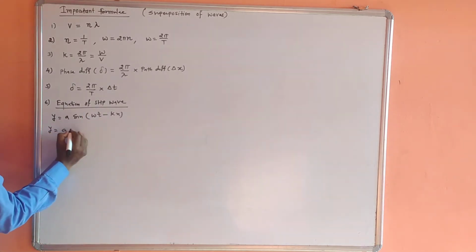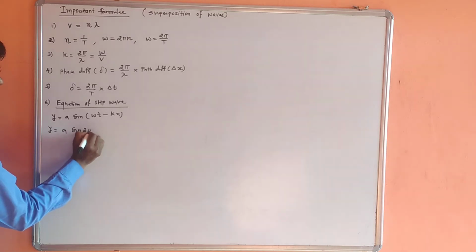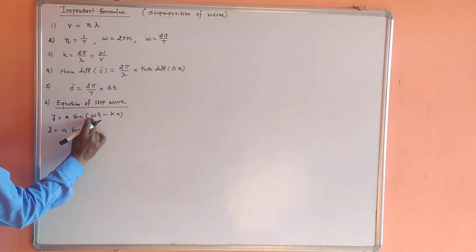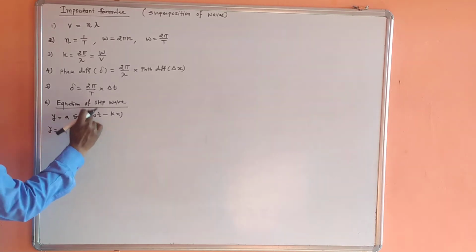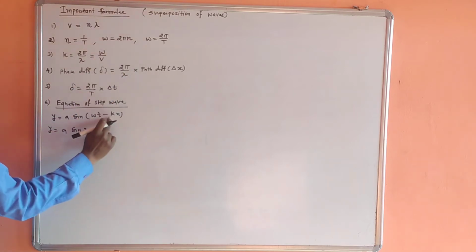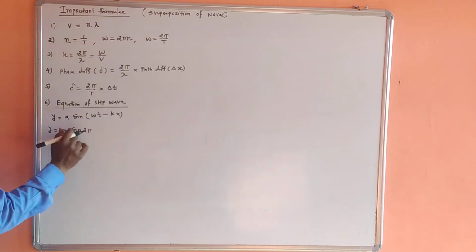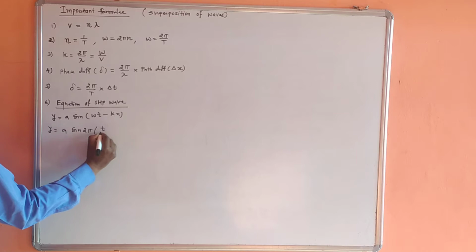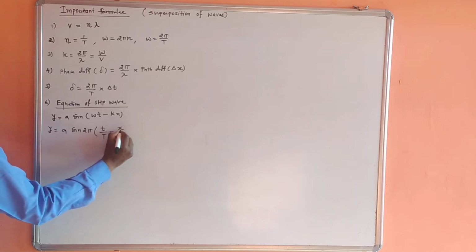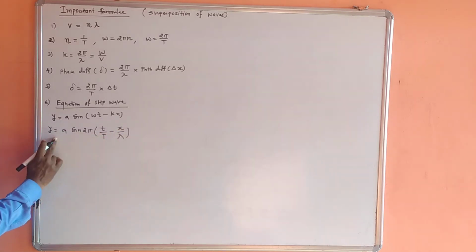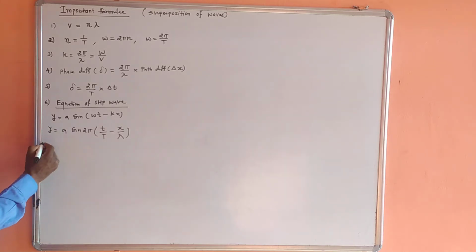y is equal to a sine 2 pi. Omega is nothing but 2 pi n, and k is nothing but 2 pi upon lambda. We can take 2 pi common. It becomes small t upon capital T minus x upon lambda. This is an important form of SHP wave. It is given in the book.